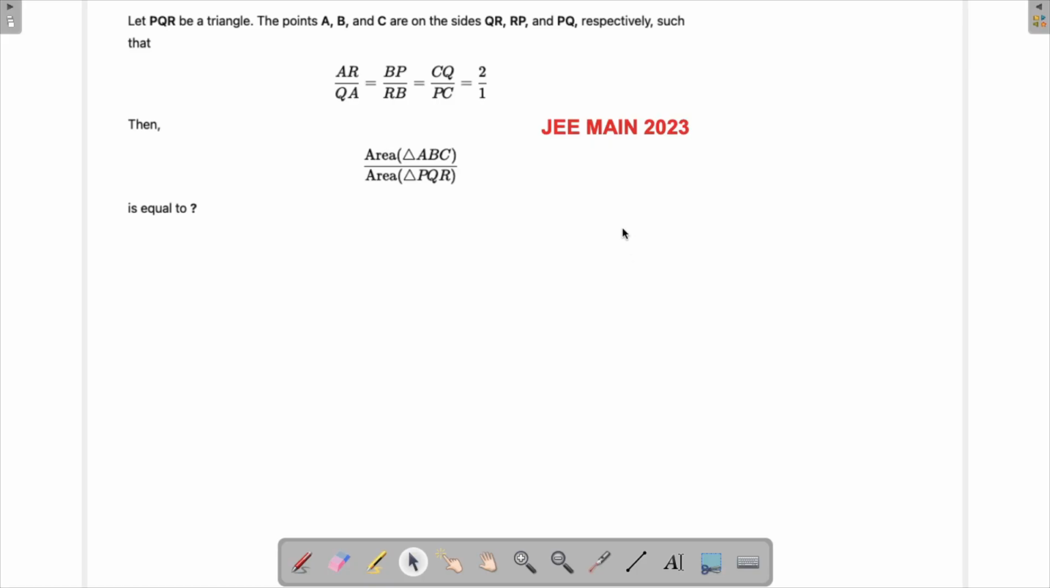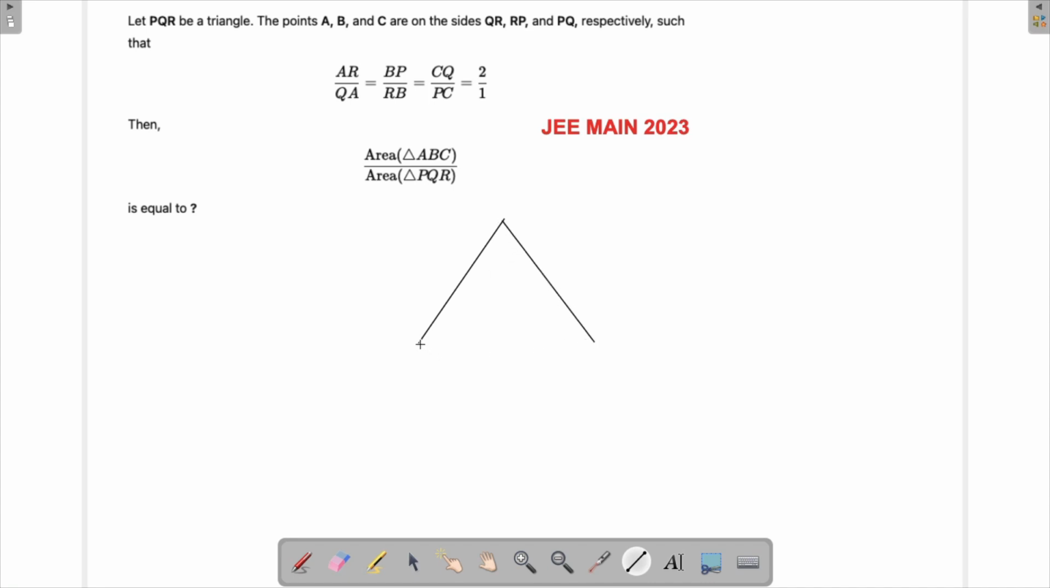Alright, so let's solve a problem which appeared in JEE Main 2023. In this question, we have been given that PQR is a triangle, and then A, B, C are on the sides QR, RP, and PQ, and then there is a relation given. We have to find the area of triangle ABC, formed by joining those points, to the area of triangle PQR. So let's first draw this triangle and see how it looks.